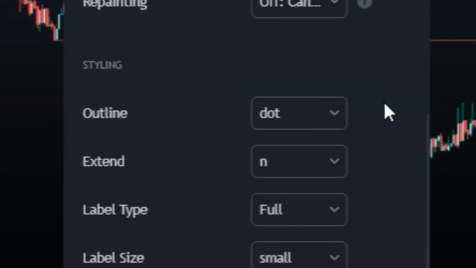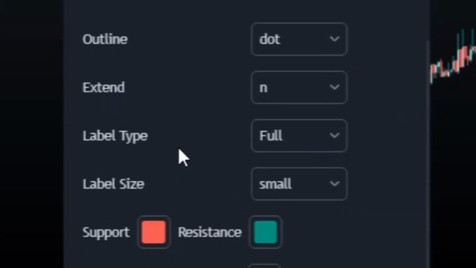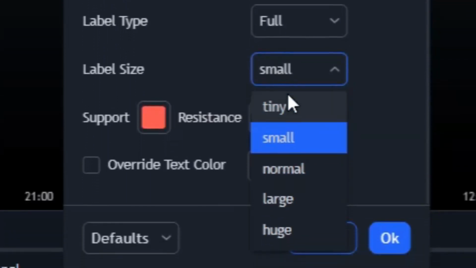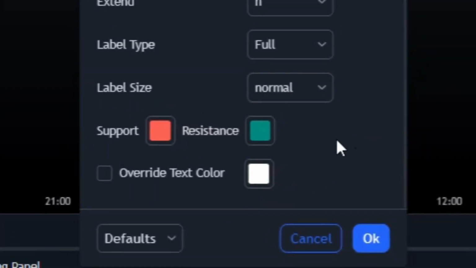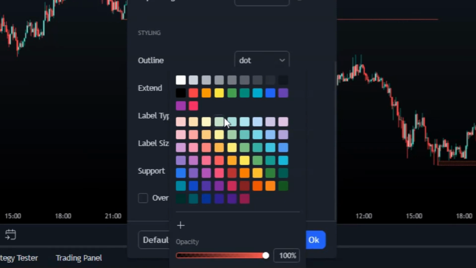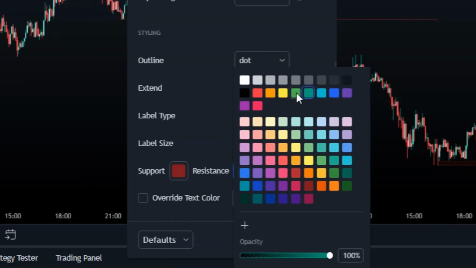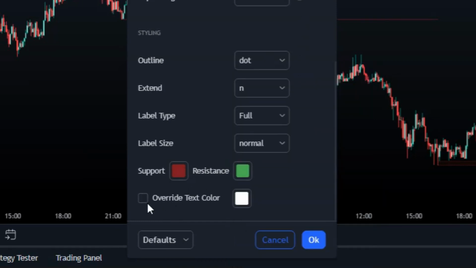Then we should probably make the text labels a little bigger. And then you can change the colors however you want. And we also gotta activate the override text color option.